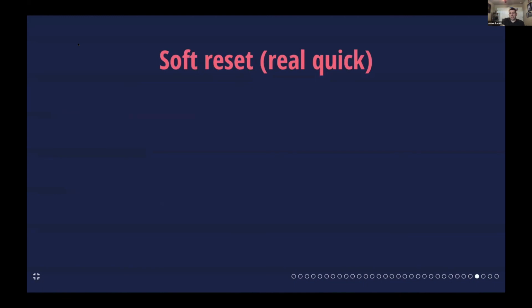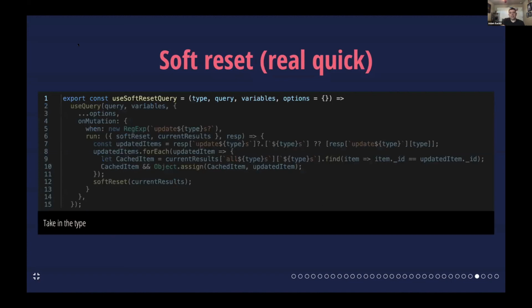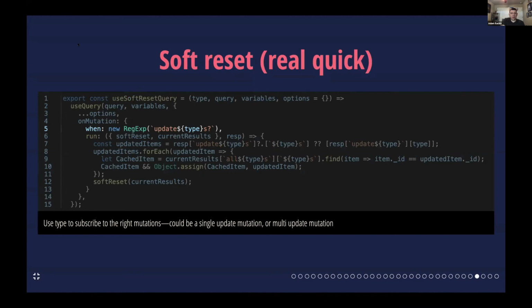And the code's going to be a little scary at first. So here's what a soft reset query might look like. We take in the type like before. We've got our regular expression just like before, but the callback's a little more complicated now. So we need to get the updated records. So you may have updated a single item, or you may have done a bulk update, I'm assuming. This is for my GraphQL schema. You can update one or update multiple objects. So get the objects that were updated, however many there were.